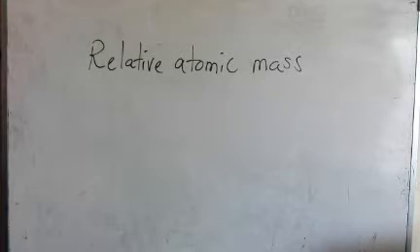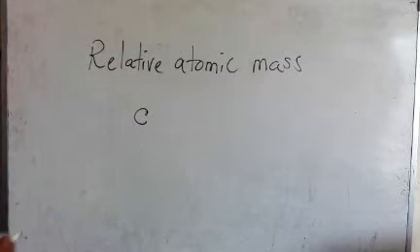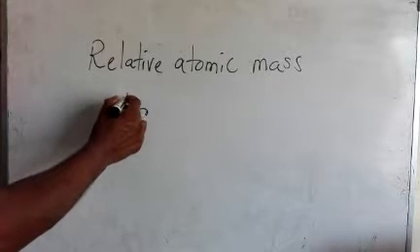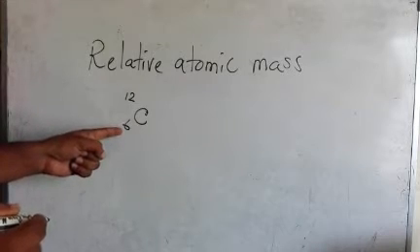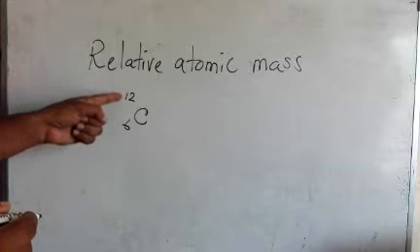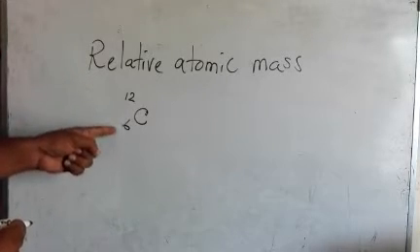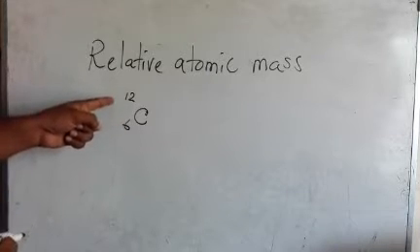We know that carbon has atomic number 6. The mass number is 12, so carbon has 6 protons, 6 electrons, and 12 minus 6 gives the number of neutrons. So the number of neutrons is 6.